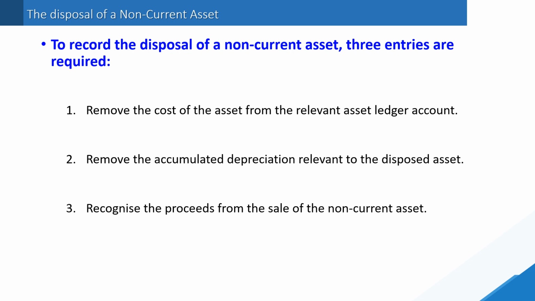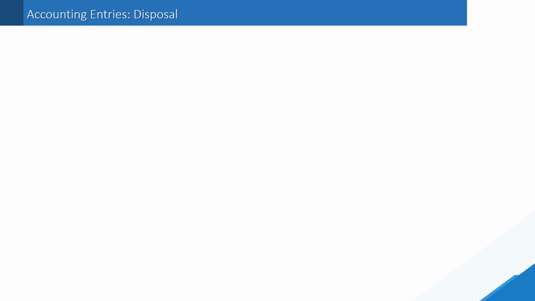We're going to use these 3 steps throughout the remainder of this PowerPoint because steps provide structure, structure provides confidence, and once we have confidence, it will help us secure marks. We know the 3 steps we need to process: the asset removal, the accumulated depreciation removal, and then recording the proceeds. So let's now see how that works in terms of the double entry.